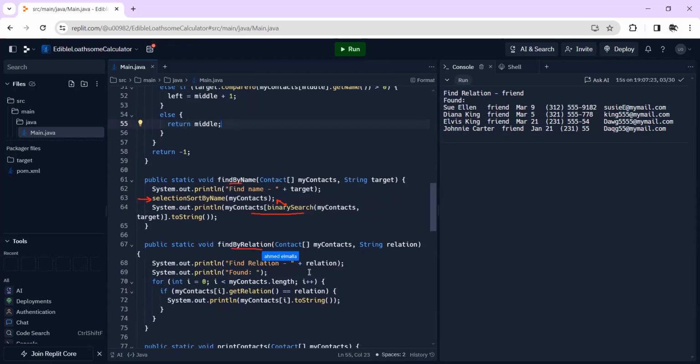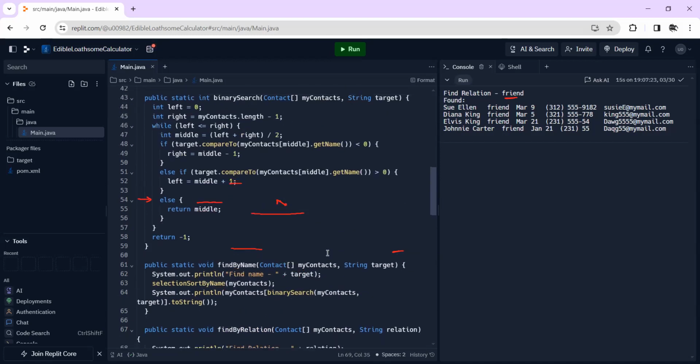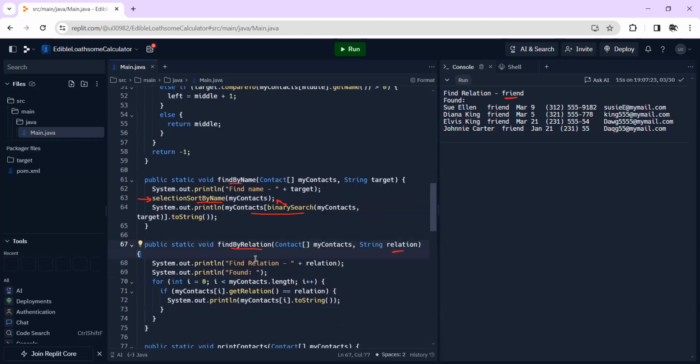And again, like I said, the trick is that this binary search only returns one. When you sort, here you sorted by name. But if you want to find by relation, then you have to actually sort by the relation that is required here. You cannot sort by name anymore. Yes. Do you get my point?